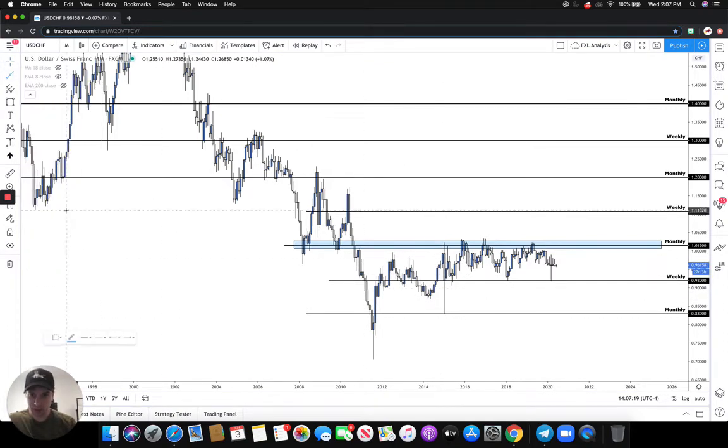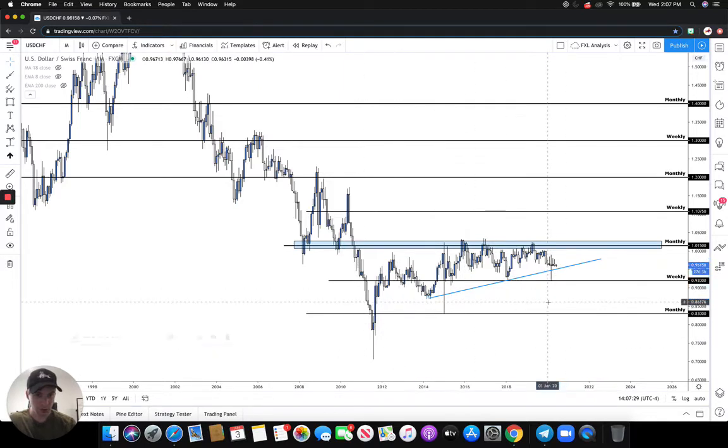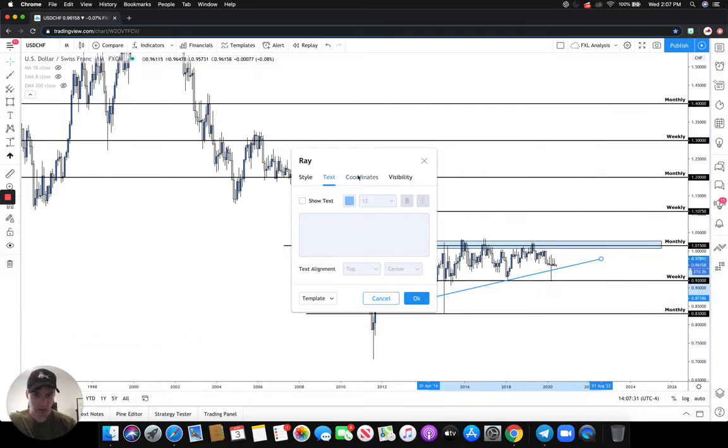Let's see if we can identify a quick pattern in here. It looks like this is ascending, right? Here's a lower low, higher low, higher low, higher low. So then we can go ahead and put this little trend line here.